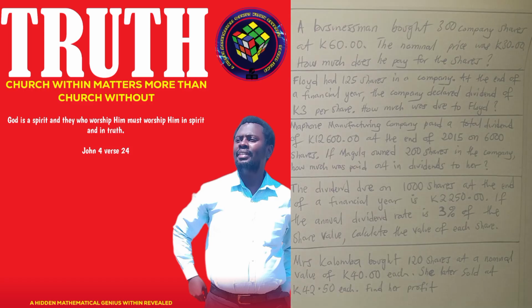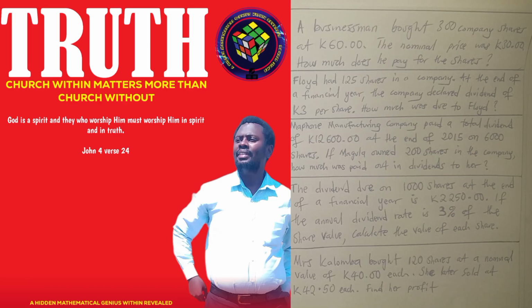Okay, we go to question 3. A phone manufacturing company paid a total dividend of 12,600 kwacha at the end of 2015, on 6,000 shares. Okay, so the total shares was 6,000 and the total dividend was 12,600. If Magula owned 200 shares in the company, how much was paid out in dividends to her?